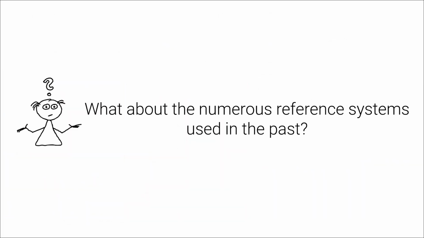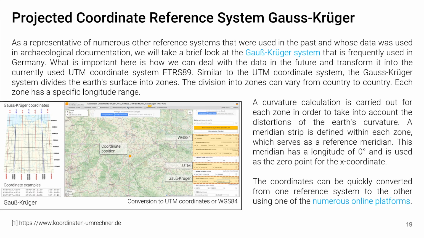But we still have to answer an important question here. What about the numerous reference systems used by archaeologists in the past? As a representative of numerous other reference systems that were used in the past and whose data was used in archaeological documentation, we will take a brief look at the Gauss-Krüger system that is frequently used in Germany. What is important here is how we can deal with the data in the future and transform it into the currently used UTM coordinate system.